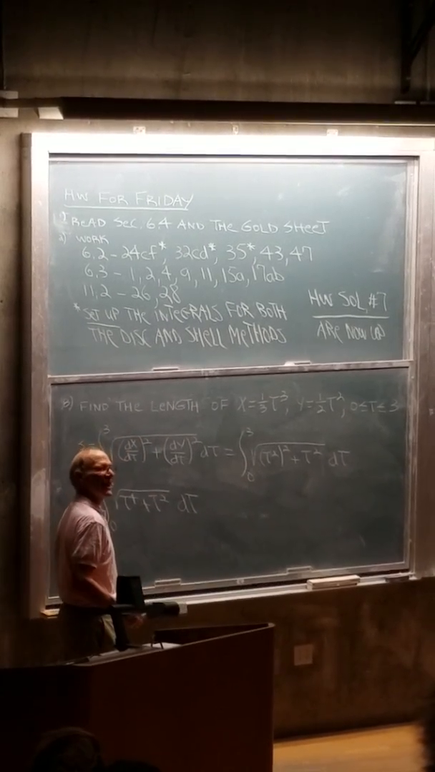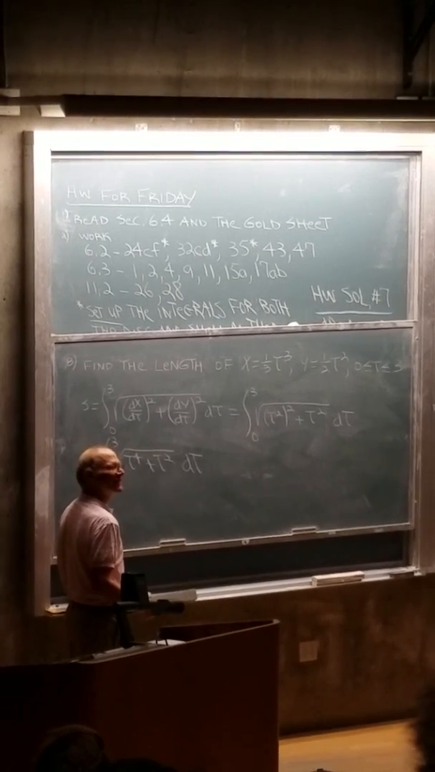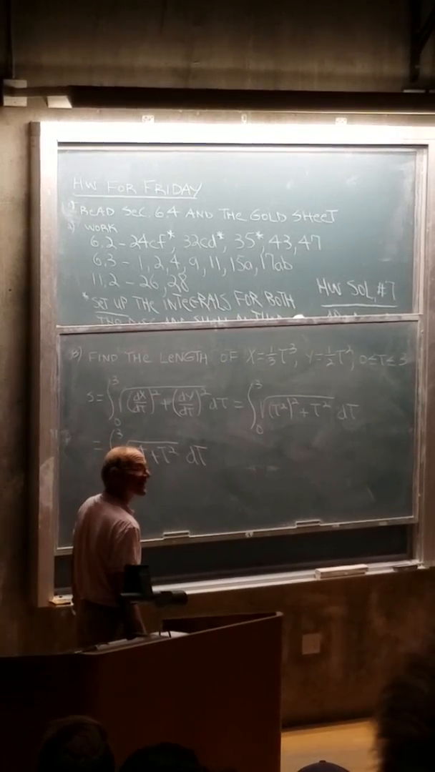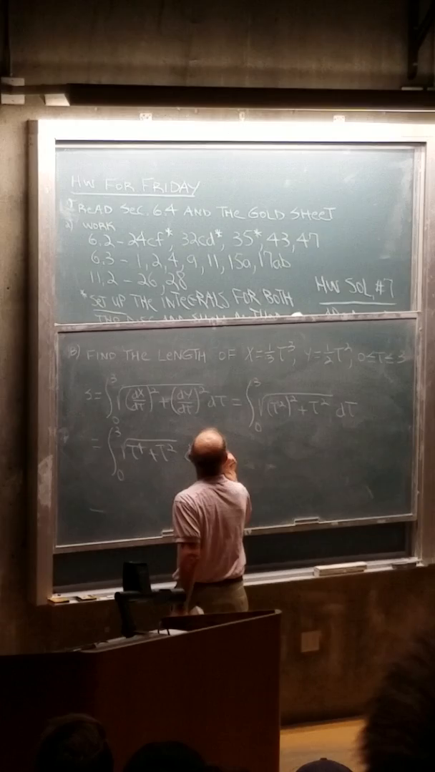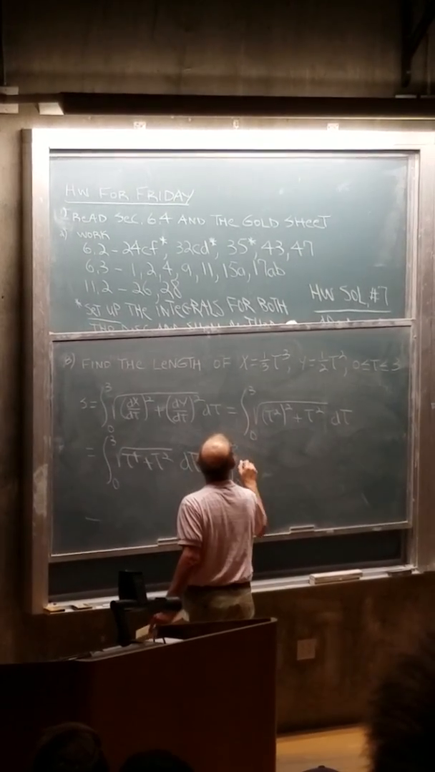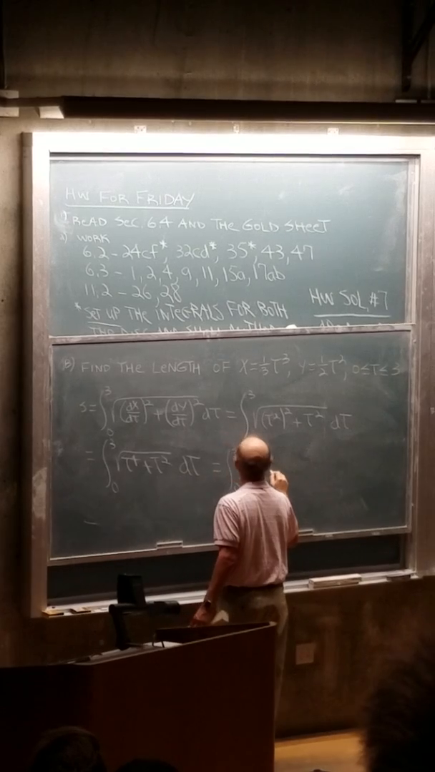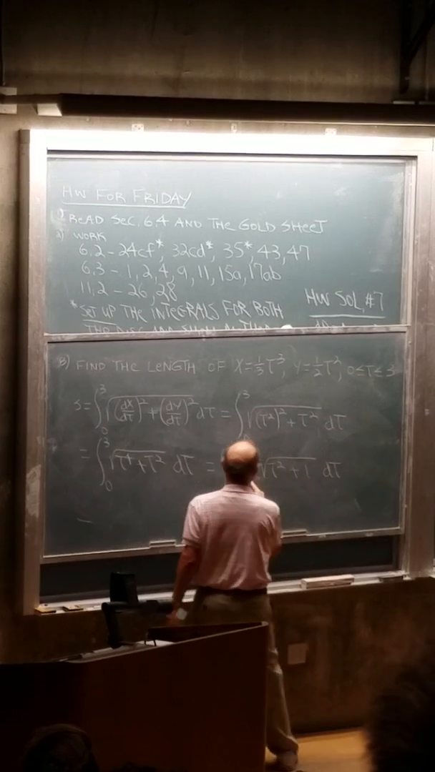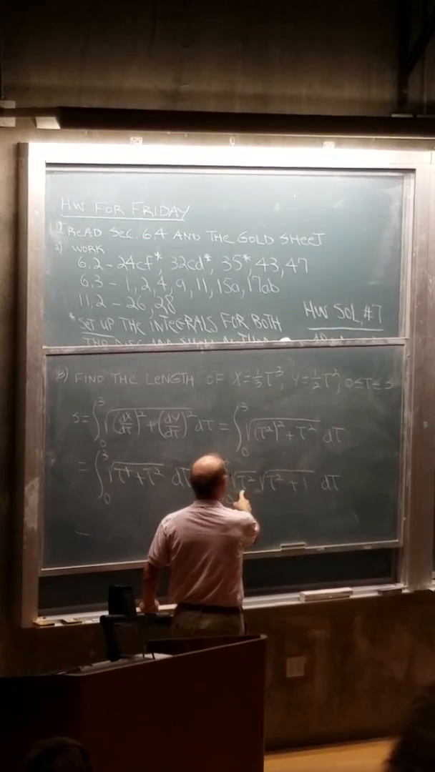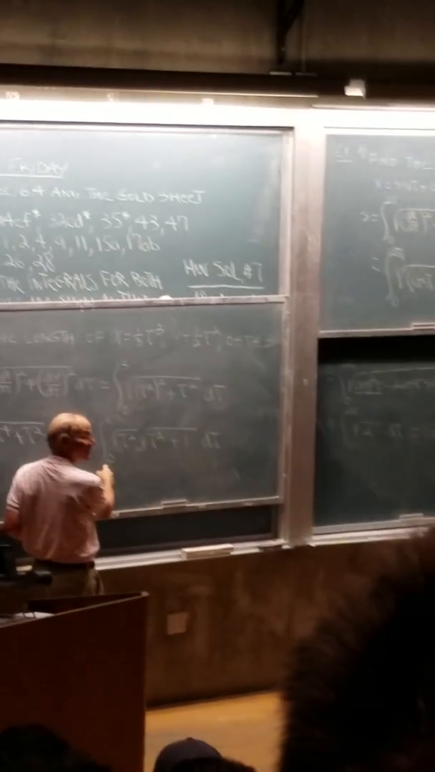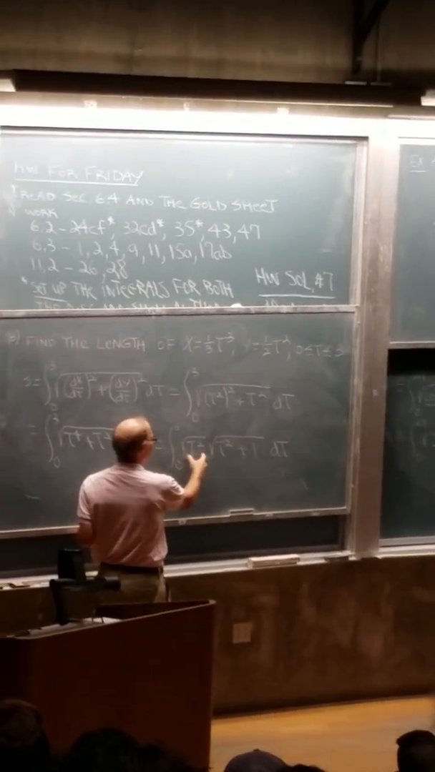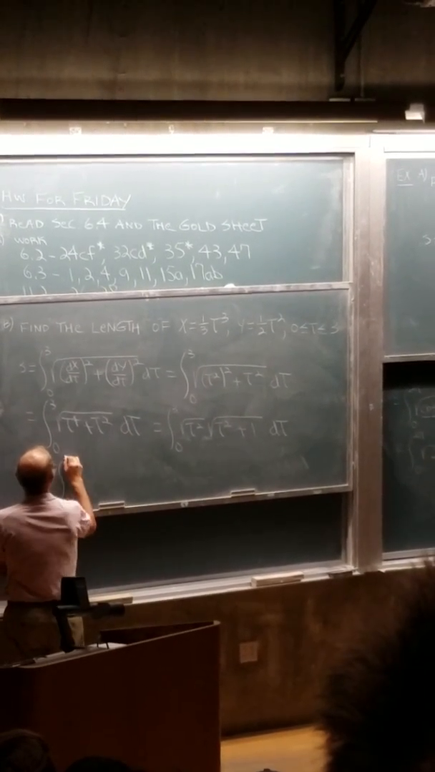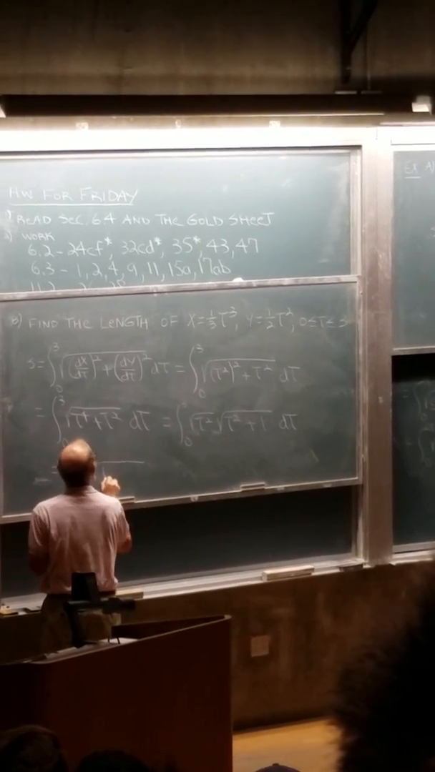And what would be a good thing to do next? Yeah, now let's factor out a t squared. That's right. If you factor out a t squared, you get the square root of t squared times the square root of t squared plus 1. Now keep in mind, in general, the square root of t squared is the absolute value of t. But in this case we're looking at positive values of t, so we can just write this as the integral from 0 to 3 of t times the square root of t squared plus 1.